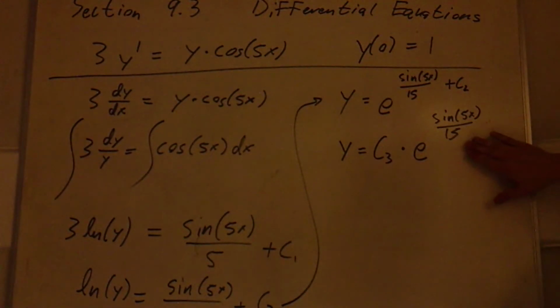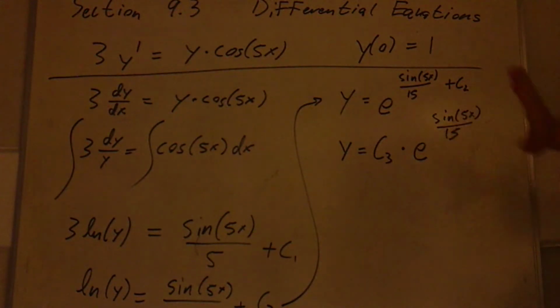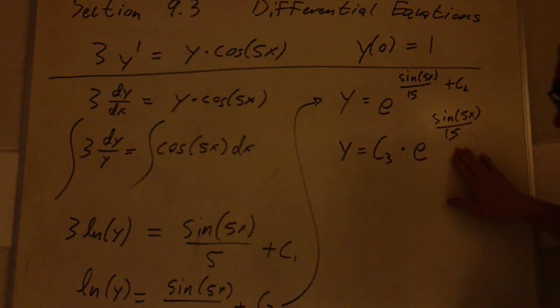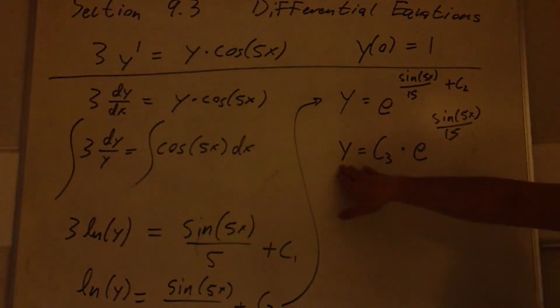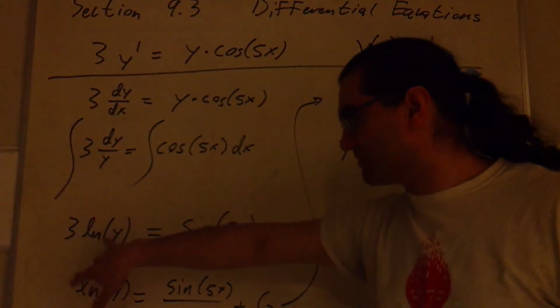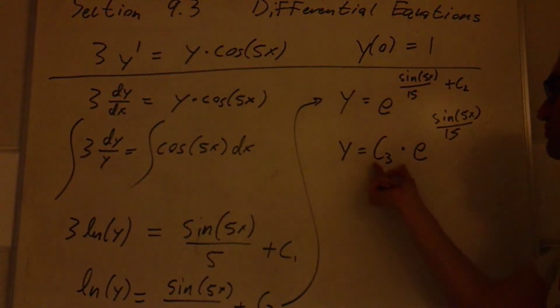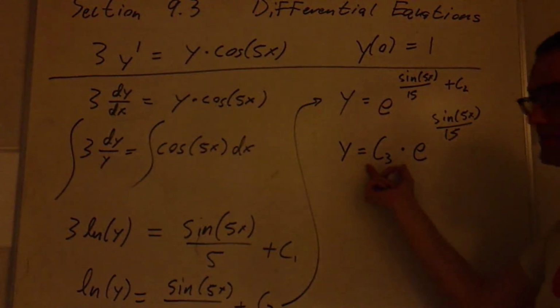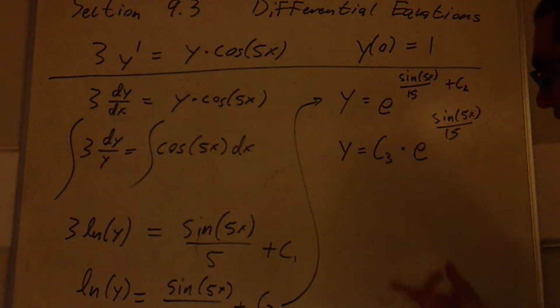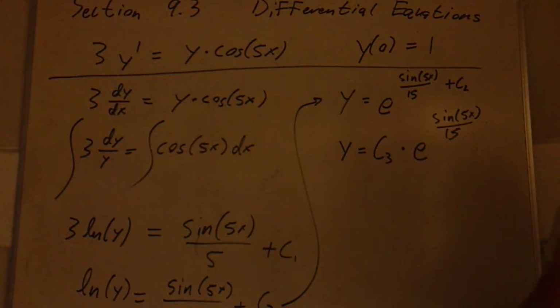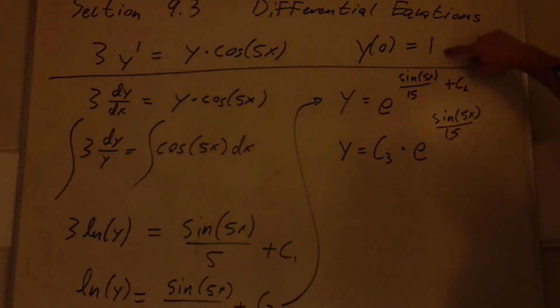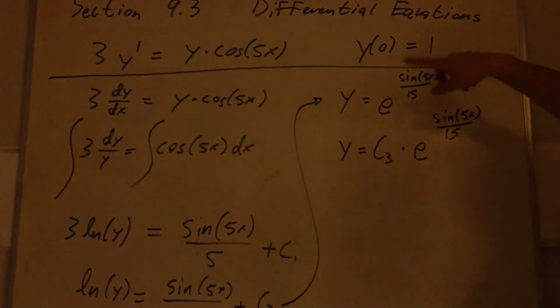This is now an explicit general solution. It's explicit because I've solved for y. It's no longer implicit where stuff is happening to y. It's explicit now. Y is by itself. Still general because I have a constant. I haven't yet solved for the constant. I need to solve for the constant, so I'm going to do that right now.